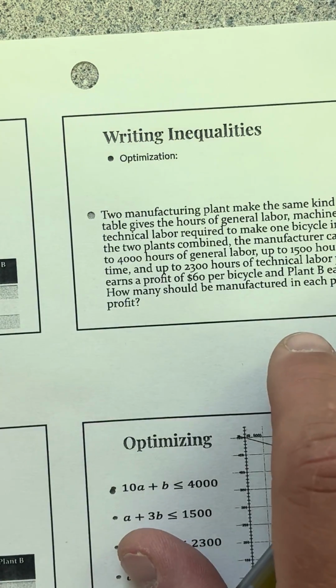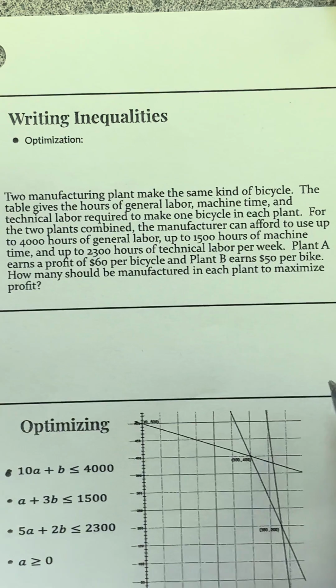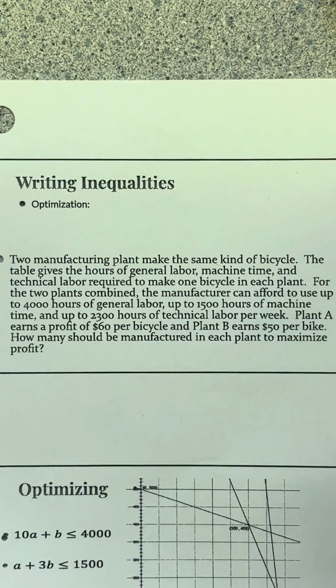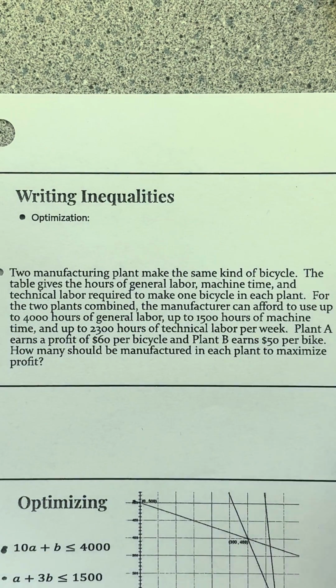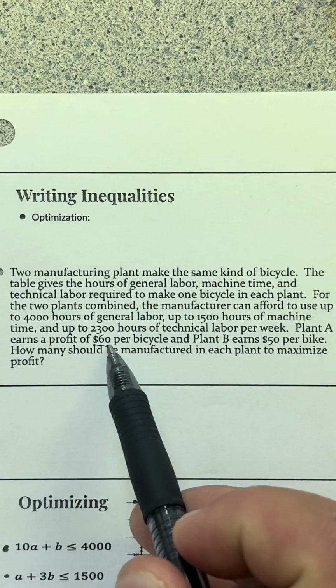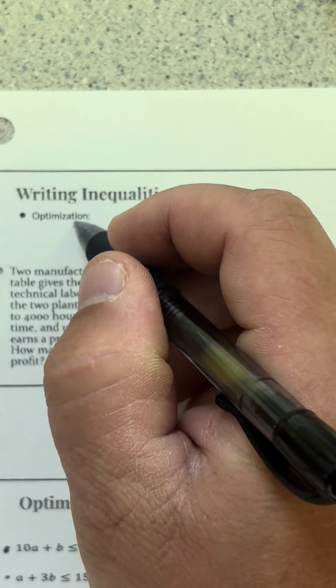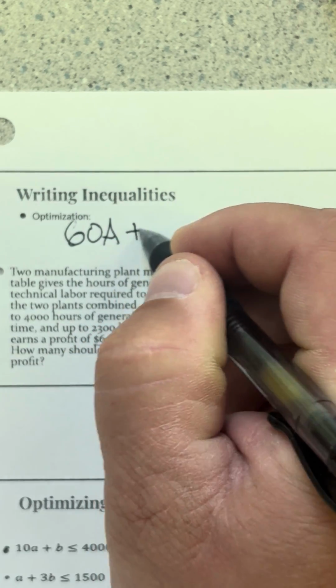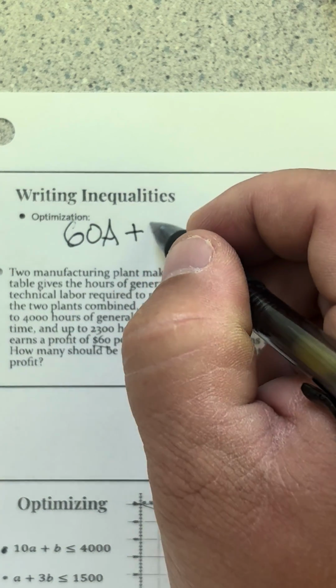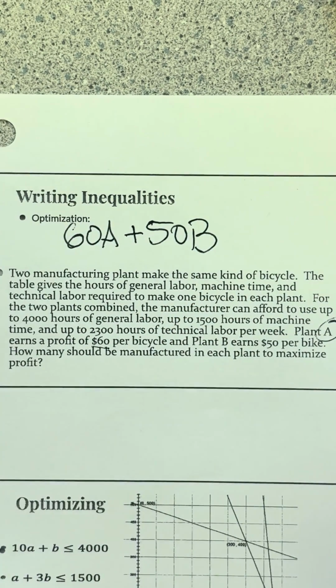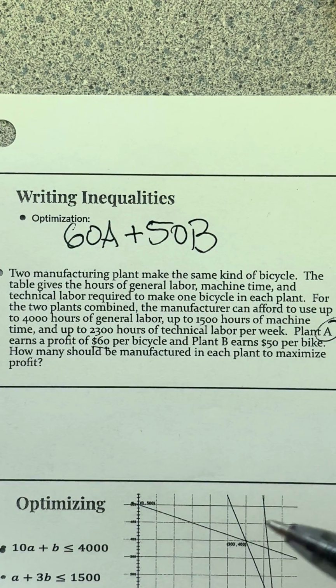So to create our objective function, same information here, just kind of broken down a little bit differently. Our information says it is $60 for plant A. So I could go 60A plus $50 profit for plant B. So this would be my optimized function. This would be what we are looking to use to maximize our profit. So this would be the equation we go back to at the very end after we've graphed our stuff.